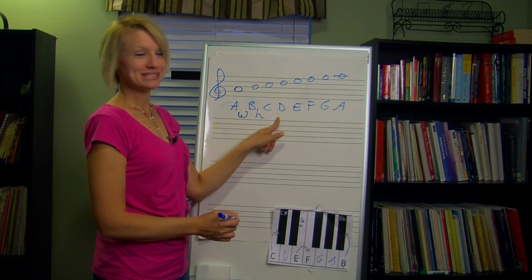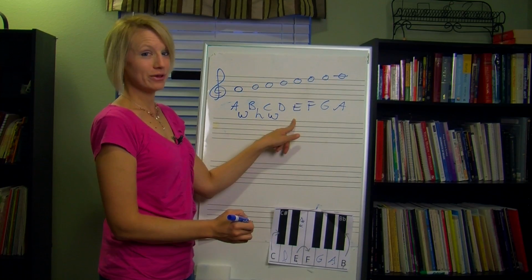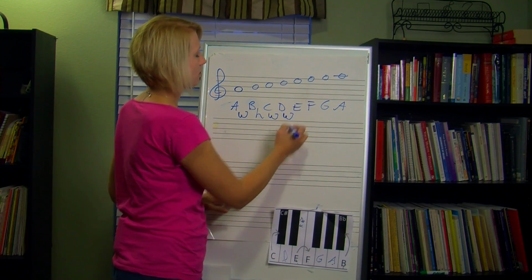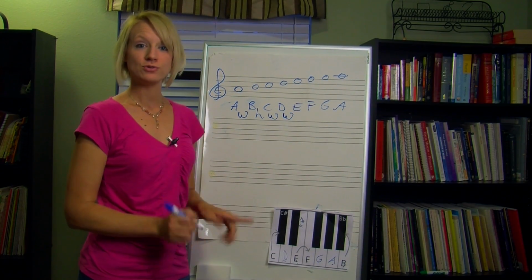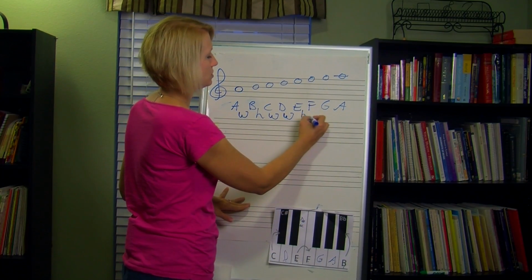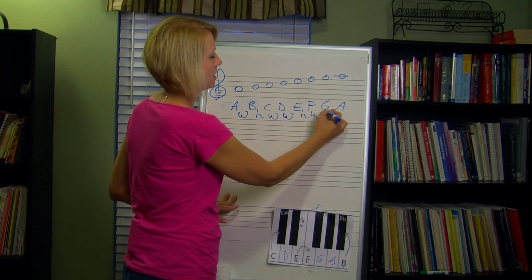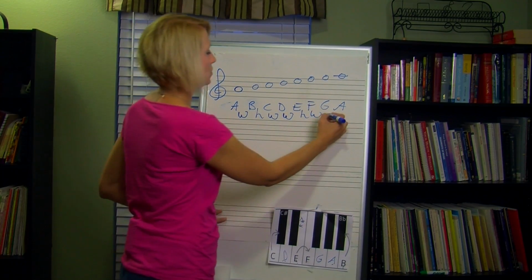Between C and D, what's that one? Whole step. Between D and E, what's that one? Another whole step. Now remember, E and F, those are our white keys that are next door to each other, so we know that there's a half step between those two. Between F and G, that's a whole step. Between G and A is our last whole step.